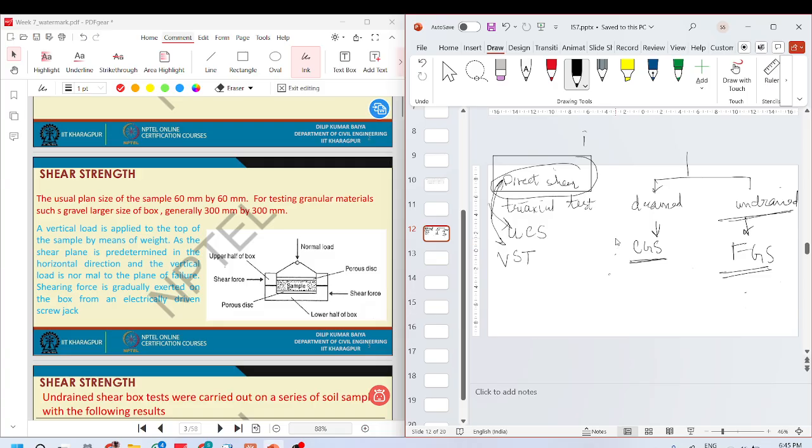Madam, I could not understand here. CD test is normally done for which materials, madam? Coarse grained or fine grained soils? Consolidated drained is usually done for coarse grained soil. In coarse grained soil, permeability is very high.